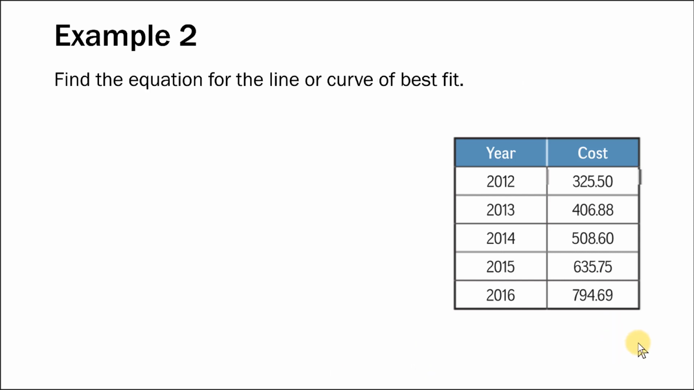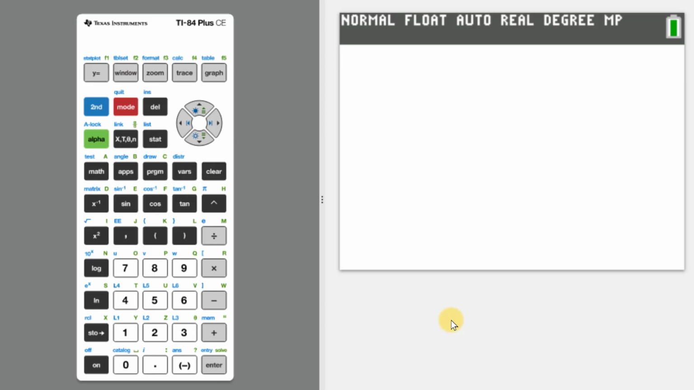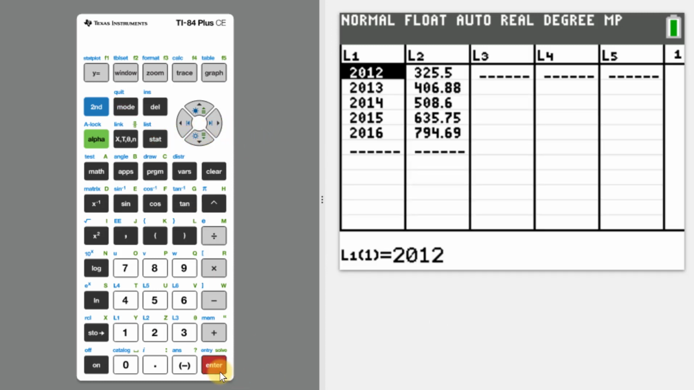Now, we're going to use the same data set, but we are going to find the equation for the line or curve of best fit. So let's go ahead and jump into our calculator. Taking a look at our calculator here, the first thing we need to do is input our data. To input our data, we are going to go to Stat, Edit.